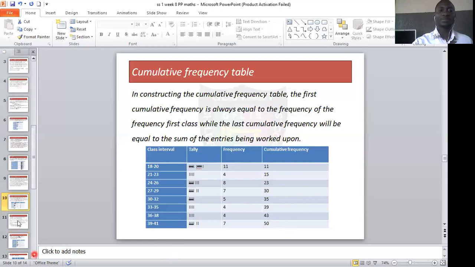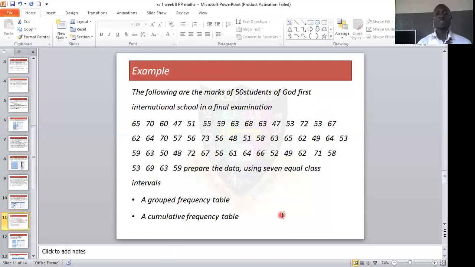So let's take this example. The following are the marks of 50 students of God First International School in the final examination. Look, these are the marks of 50 students, and the total number of frequencies is 50. But the marks range from 65, 70, thereabout.